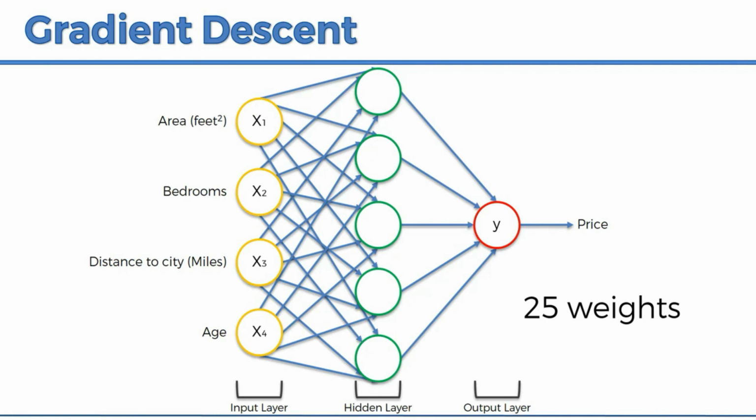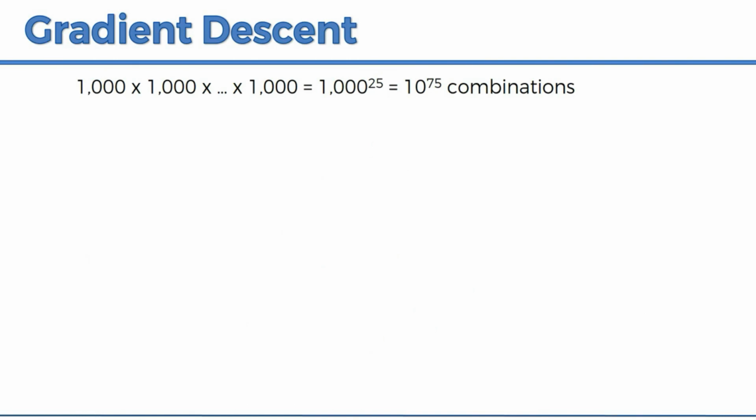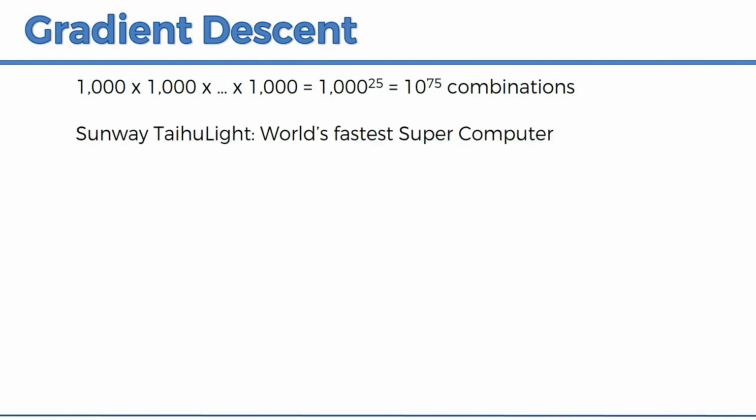It's a very simple neural network right here. Very simple, just one hidden layer. And how could we brute force our way through a neural network of this size? Well, let's do some simple mathematical calculations. We have 25 weights, so if we have 1,000 combinations to test for every weight, the total number of combinations is 1,000 to the power of 25, or 10 to the power of 75 different combinations.